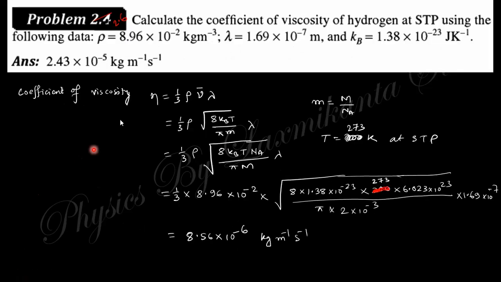Next one. Calculate the coefficient of viscosity of hydrogen at STP using the following data: rho, lambda, and kB, Boltzmann's constant, like that. So the coefficient of viscosity is 1/3 rho v bar lambda. This is the v bar, put this value in, and lambda is given. Just putting in this value, you will get this answer.